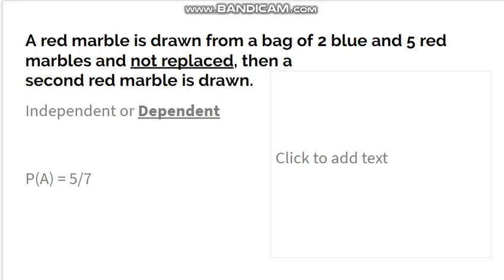But then we have to find the probability of B, the second red marble, given that A, the first red marble, has already been drawn. If the first red marble gets drawn, we have only 6 left, and only 4 of the 6 will be red. So we reduce our total sample space, and we reduce the number of red marbles specifically if A has already happened. That reduces to 2/3.